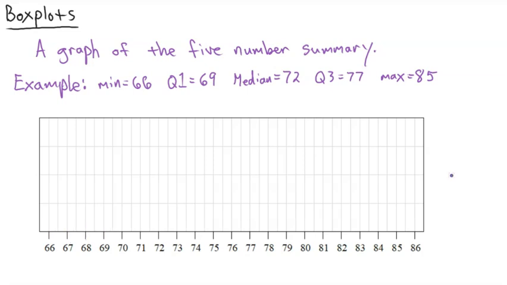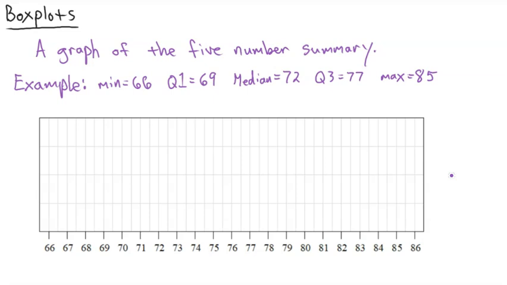It doesn't have to be one at a time. It doesn't have to go 66, then 67. We can jump by fives or hundreds or whatever, but it has to be a uniform distance in between each value.